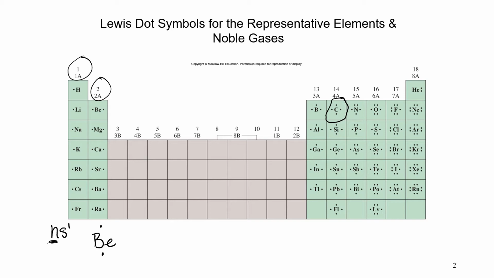And then as we add electrons, we're also going to add dots until we complete what we're going to call an octet. So an octet is 8 electrons around an atom. And the octet rule is what drives bond formation, chemical bond formation, and ion formation. Everyone wants to attain the electron configuration of a noble gas.